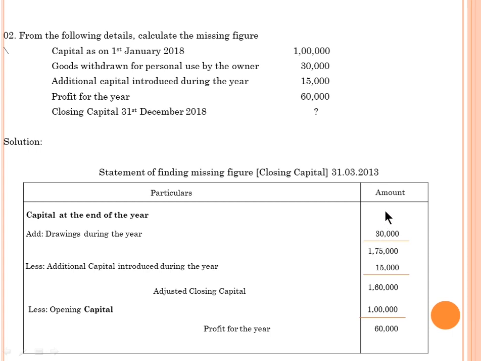Now the drawings is given 30,000. The value is missing. Consider x plus 30,000 equals 1,75,000. So what is x? x equals 1,45,000. Finding the missing figure is a compulsory question in your exam. I hope you understood this concept very well.